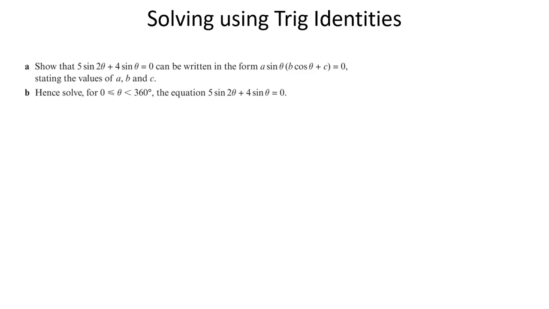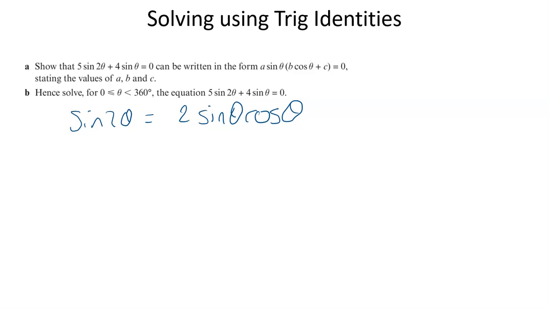Okay, show that 5 sine 2 theta plus 4 sine theta equals 0 can be written in the form a sine theta times (b cos theta plus c) equals 0, stating the values of a, b, and c. Interesting. I'm not sure where that's going to come into it, but we can certainly look at this 2 theta and think, well, that's going to be a double angle. If we remember the double angle rules, sine of 2 theta is 2 sine theta cos theta.